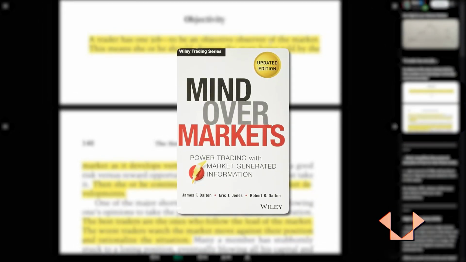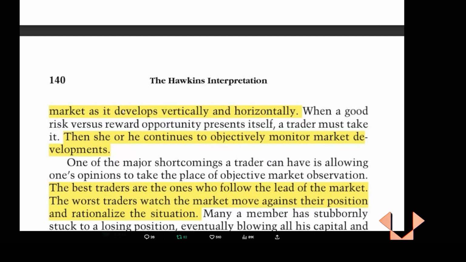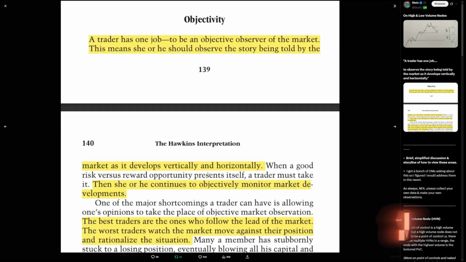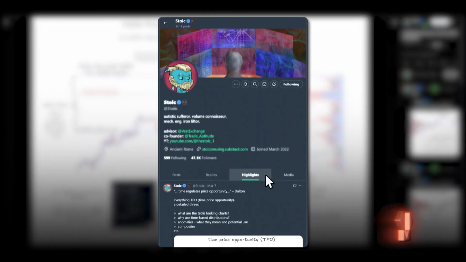This is an excerpt from Jim Dalton's Mind Over Markets. A trader has one job: to be an objective observer of the market. This means she or he should observe the story being told by the market as it develops vertically and horizontally. So this is the premise. We're going to use this really basic tool to get an understanding of how the story is being told by the market. If you're looking to revisit these, you can also just go on my Twitter account and go to the highlight section.